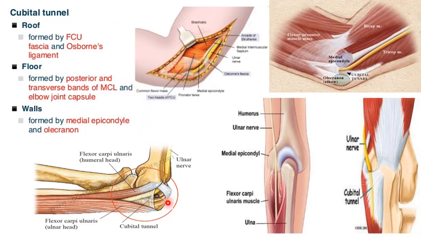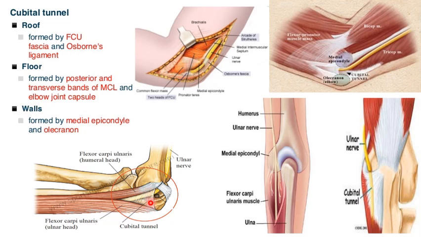As we said, it is a fibromusculo-osseous tunnel. The roof is formed by the flexor carpi ulnaris fascia, which is between the two heads of flexor carpi ulnaris, that is the ulnar head and the humeral head of the flexor carpi ulnaris, attached by a fibrous sheet.